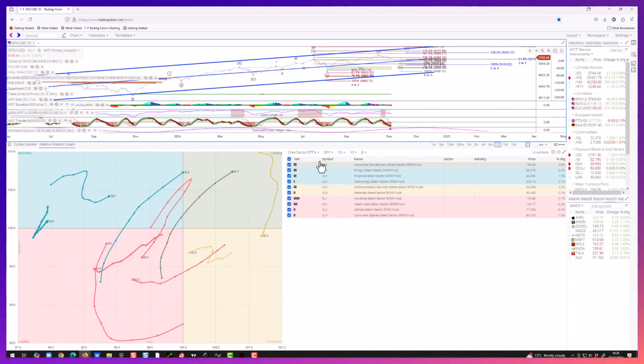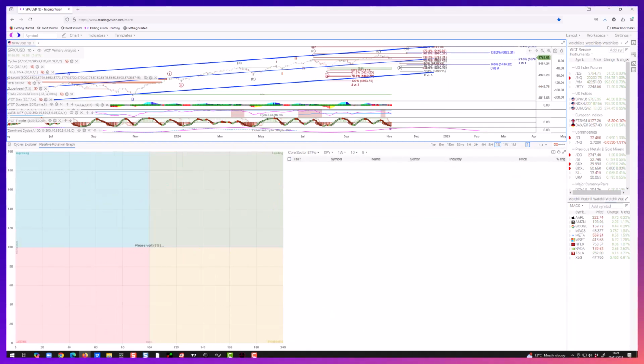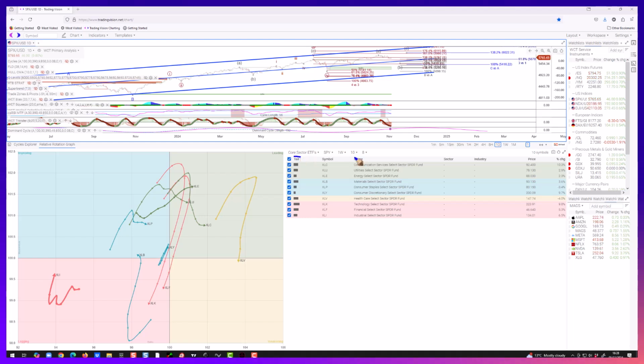And if we look at the core sector ETFs, so that's the 11 key sectors that make up the S&P 500, as a comparative to the SPY, and we look at the weekly charts. In a bull market that is in a continuation pattern, you would expect to see XLK, XLY, and XLF all in the leading sector, the top right green quadrant, those being the 3 largest sectors by market cap.